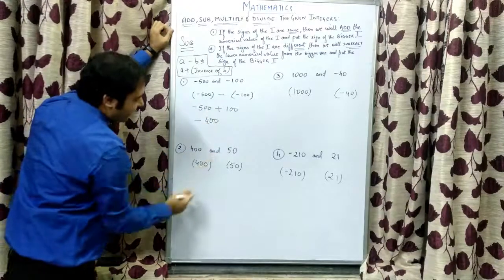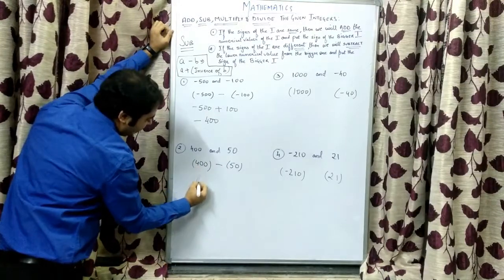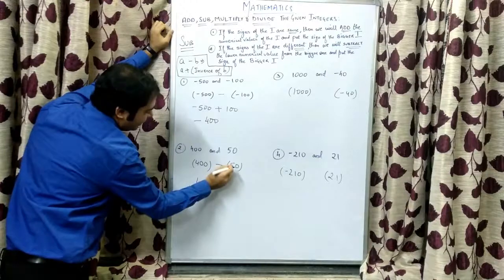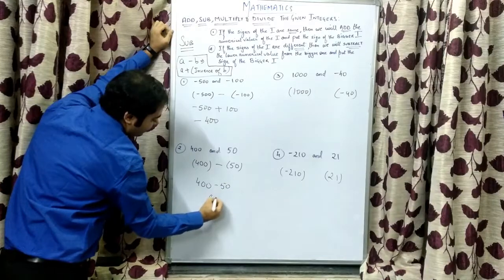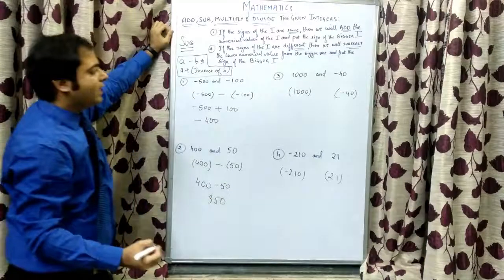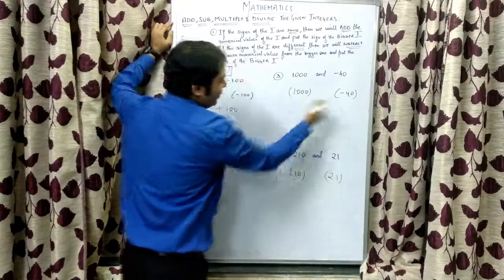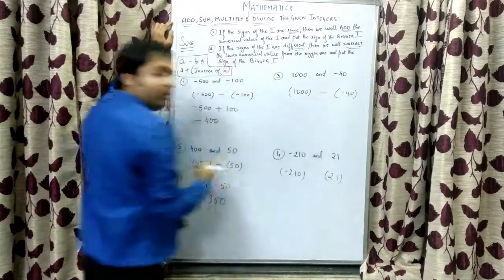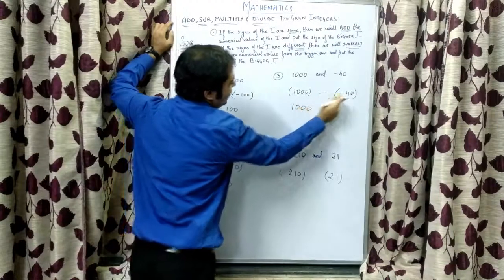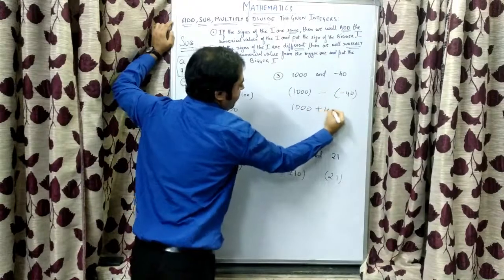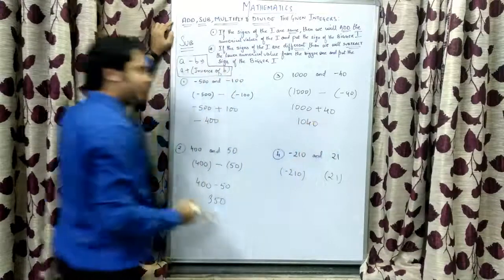Next one, 450. We need to subtract them, so we will put a minus sign here. Plus into plus is plus 400. Minus into plus is minus 50. 400 minus 50 is 350. Right? Now in this case, 1000 and minus 40. In between, we need to perform subtraction. So we will put a minus sign. Plus into plus is plus 1000. Minus into minus is plus 40. 1000 plus 40 will give you 1040 as your answer.